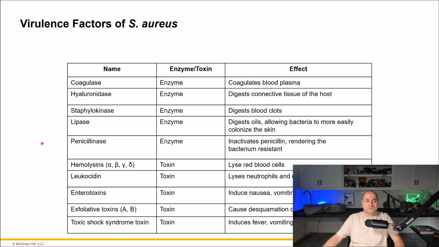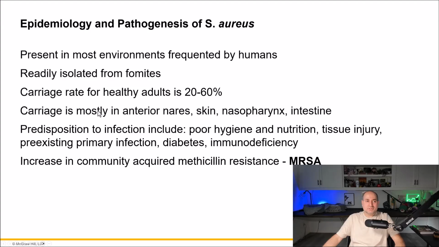Why? Because look at the sheer number of virulence factors that it possesses. Now let's talk about the epidemiology and pathogenesis of S. aureus. Recall that epidemiology is the study of the spread of disease, and pathogenesis refers to how it causes disease. So we're talking about that.